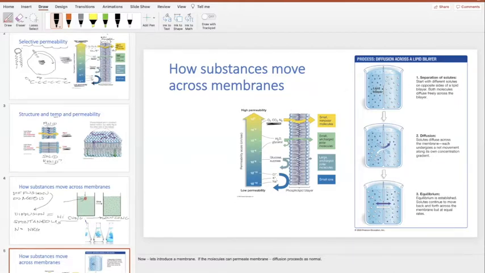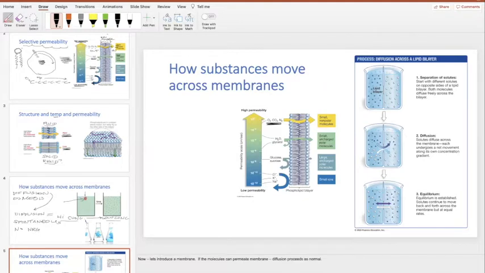Maybe it's oxygen, okay? And so we have a high concentration of oxygen on this side of the membrane and very little of it on this side. What's going to happen is that through the process of diffusion, we're going to have the oxygen molecules moving over to the other side until we have an even distribution. Let's say that these white things here, maybe they're nitrogen, and they're going to diffuse the other direction.